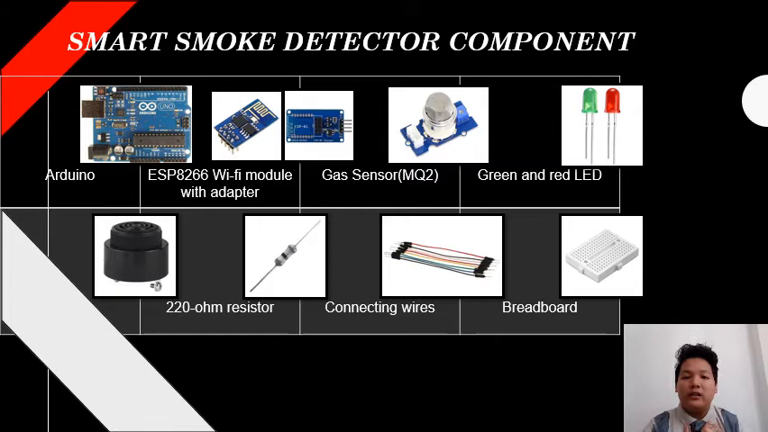Today I will present the solution to the problems that have been stated before. Before I start, I would like to list down the components in making a smart smoke detector that can alert you by phone when fire happens. We have 8 components: Arduino, ESP8266 Wi-Fi module with adapter, gas sensor MQ2, green and red LED, buzzer, 220 ohm resistor, connecting wire, and breadboard.